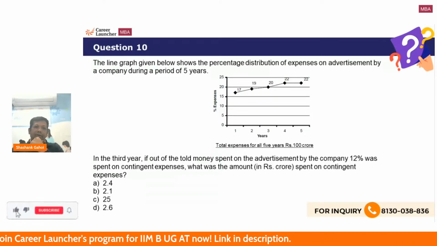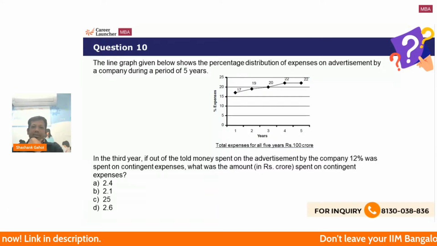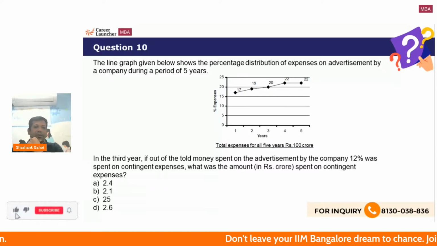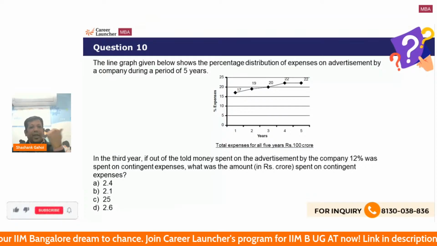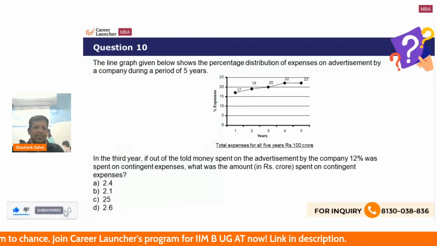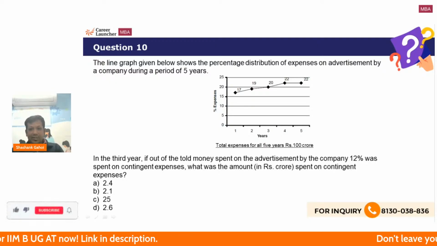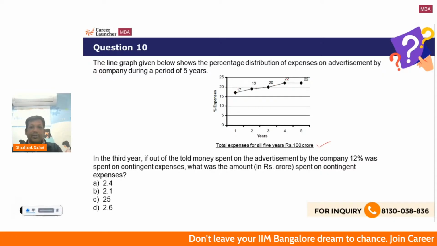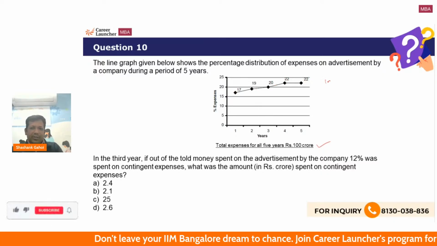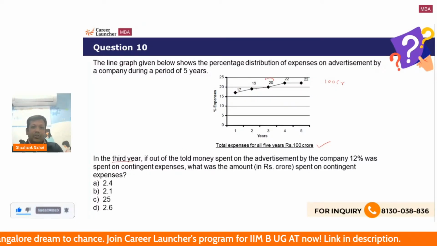The line graph given below shows the percentage distribution of expenses on advertisement by a company during a period of 5 years. Okay, we got 17, 19, 20, 22, 22. If I add up all the numbers, the last line is saying total expenses for 5 years, and that is 100 crores, right? So we are saying that 17 plus 19 plus 20 plus 22 plus 22 comes out to be 100 crores. In the third year, how much do we have?